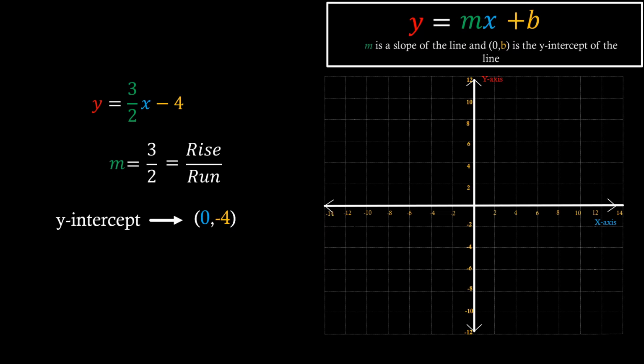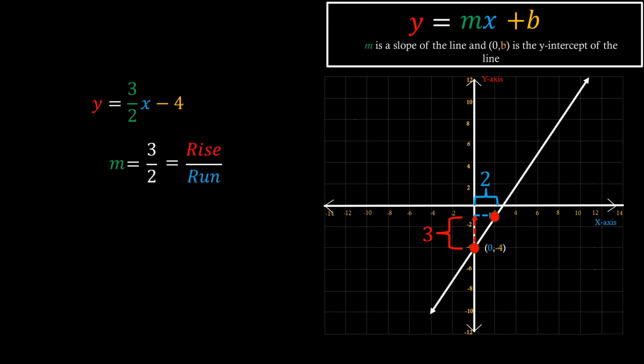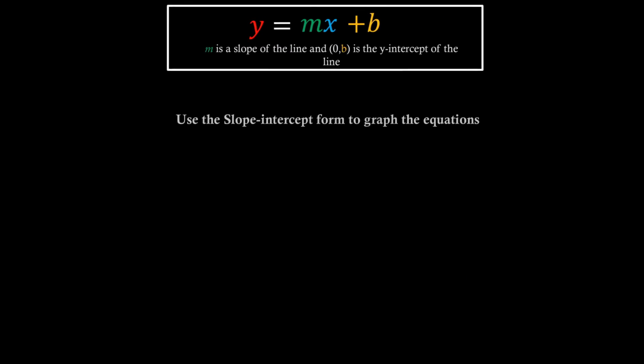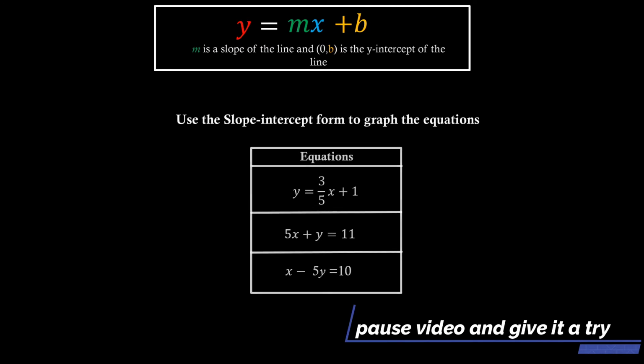Now, with this information, we can plot the y-intercept and use the slope to find the next point. So starting at the y-intercept, we can move up by 3, the rise, and then move to the right by 2 units. This is where we place the point. With these points, we can draw the line. So now that we have a better understanding, let's use the slope-intercept form to graph the equations shown below.